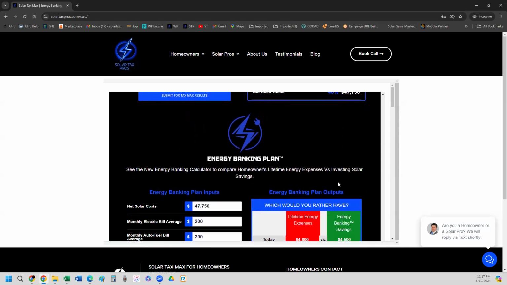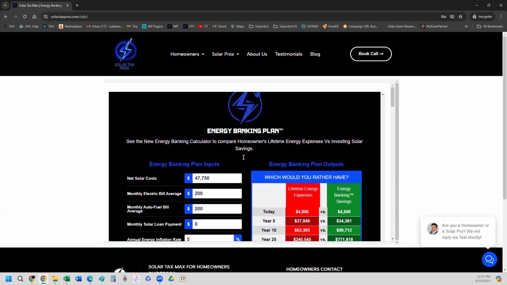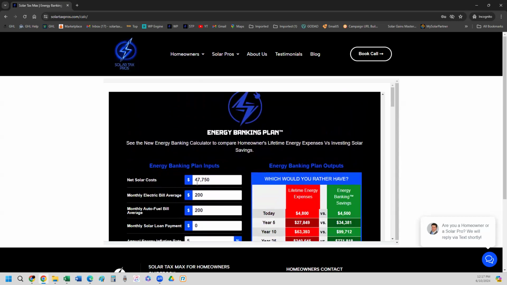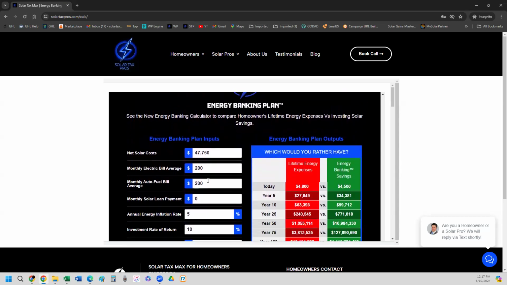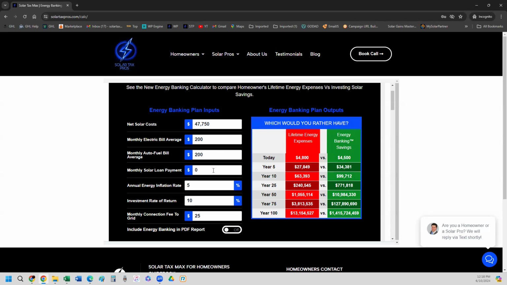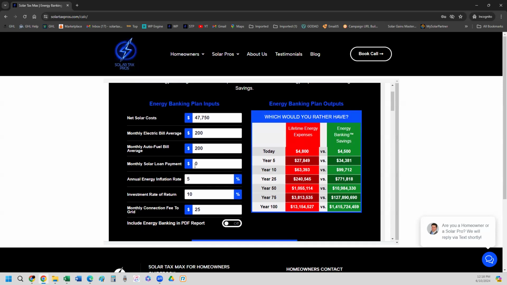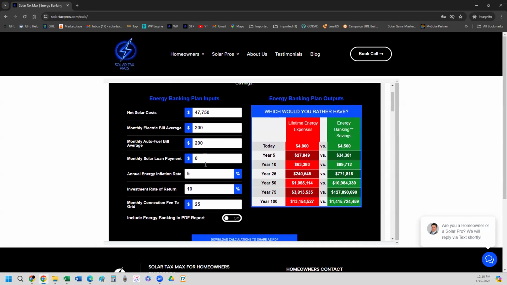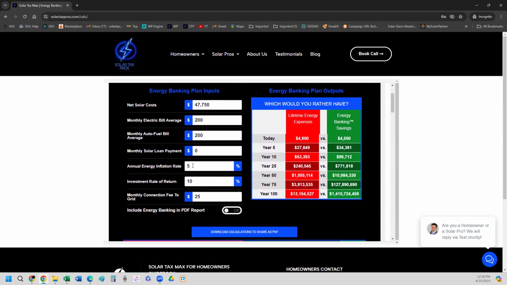Now, if we go to the energy banking calculator below, you see that that number populates right in here to the net solar costs. And you ask the homeowner, what's your average electric bill? What's your average auto fuel bill? What's your monthly solar payment? I like to use zero because I want to show them how to pay cash for their system. Even if you finance it, I'd say 10, 11, 12% with no dealer fee. We like that best. You're going to have no monthly solar payment. And so, average annual inflation rate, you can change this number. I leave it at 5.